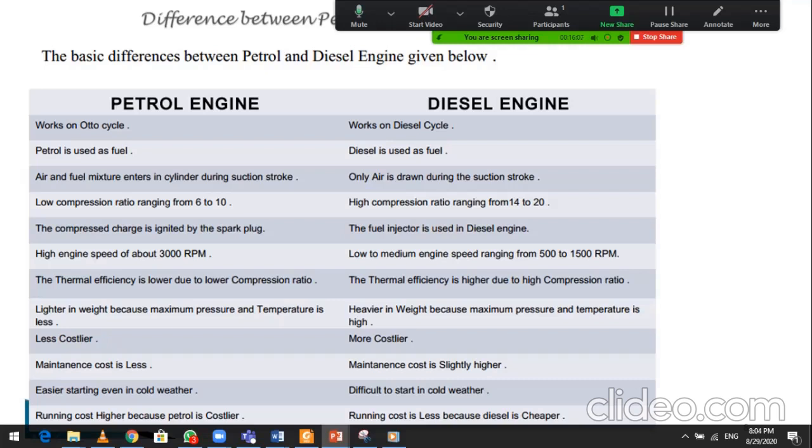Less costly, more costly. Maintenance cost is slightly higher. Easier starting in cold weather. It's difficult to start in cold weather. Running cost is higher because petrol is costlier, running cost is less because diesel is cheaper.